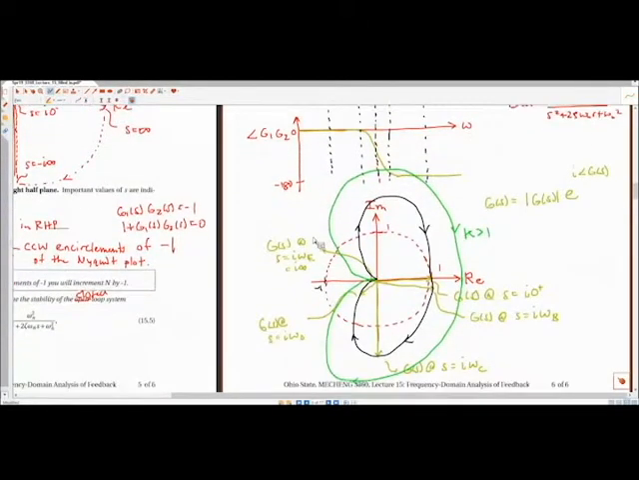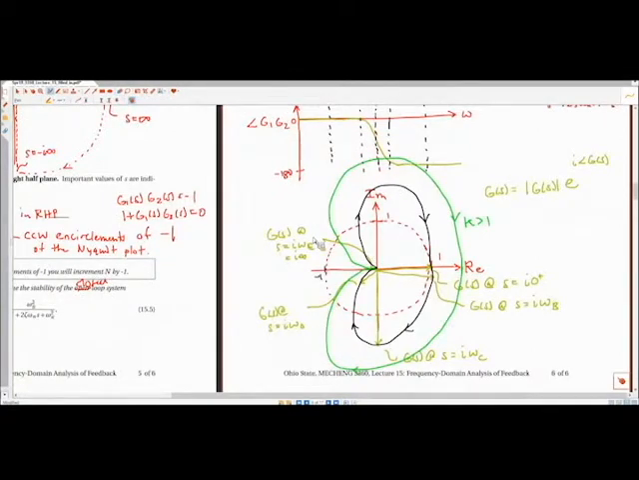And then the opposite would be true if we have K less than 1. We'd have a contraction of the Nyquist plot. So same basic shape, to the best of my drawing abilities. This would be K less than 1.